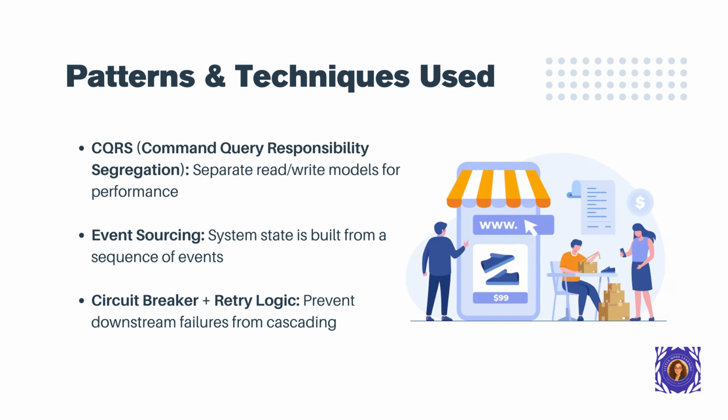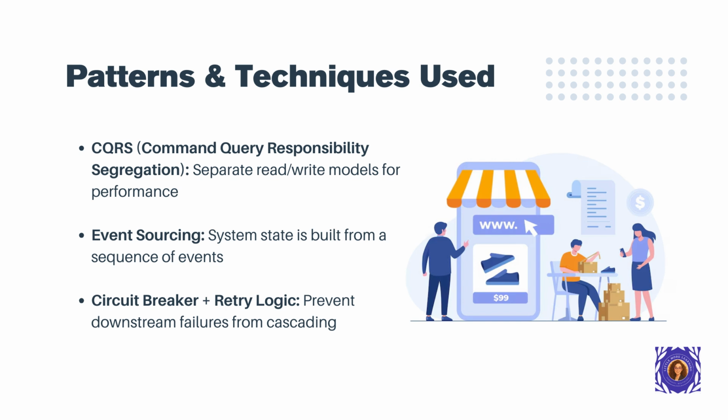CQRS, Command Query Responsibility Segregation, is incredibly powerful here. You separate your read and write models. Order creation might use a normalized database for consistency, but order history queries might use a denormalized view optimized for fast reads. Event sourcing takes this further. Instead of storing current state, you store the sequence of events that led to that state. So instead of "order 123 is shipped," you store order created, payment processed, item picked, package shipped. This gives you incredible auditability and the ability to replay state.